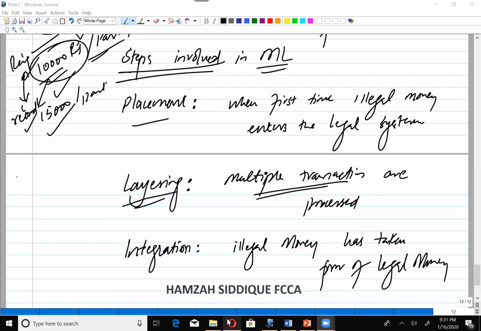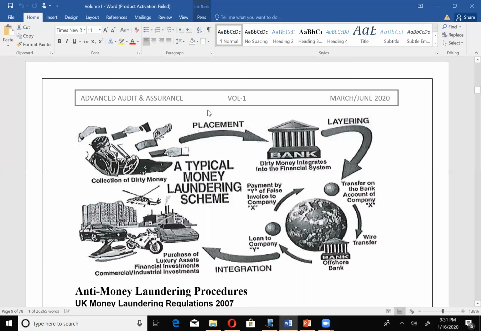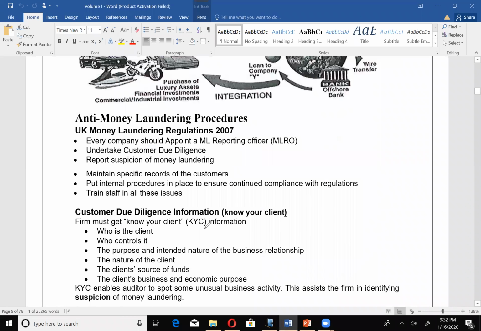So students, over here, let me show you. Yes, money laundering, a pictorial example. So the collection of dirty money, placement, deposited to the bank, and then transactions, and sending funds overseas, offshore, and loans for payment of false invoices, and like that. And then finally integration has been done, so that now they can use that money to purchase assets, investments, buildings, etc.